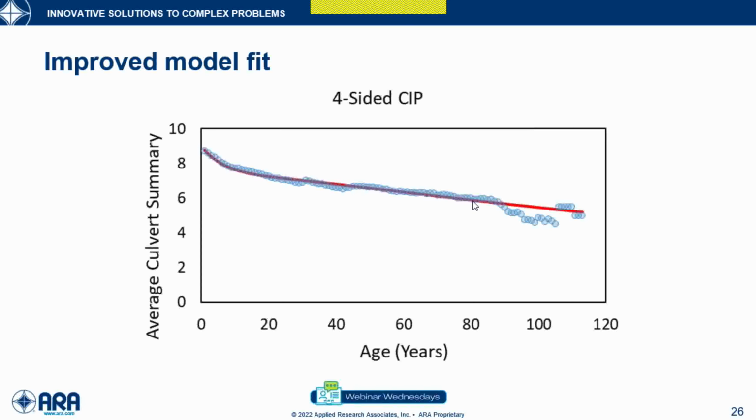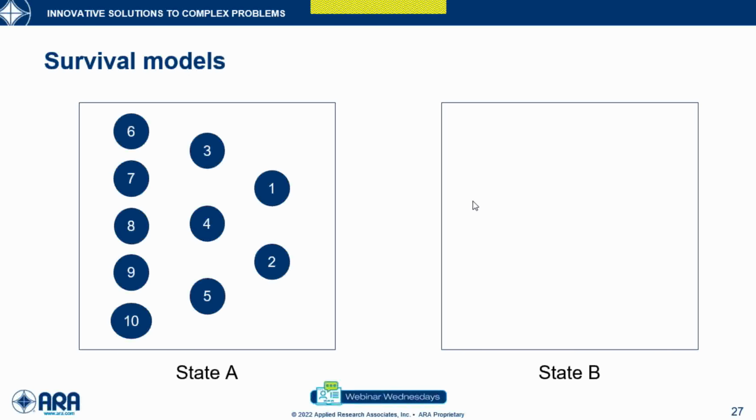Now, even with that improvement, we still have an issue. We do not account for the time in state. How long did the culvert stay in that state? We have no clue. It's not part of the Markov model. So our next attempt was to look at survival models, which is also common. It's not something totally new. People have done that before.